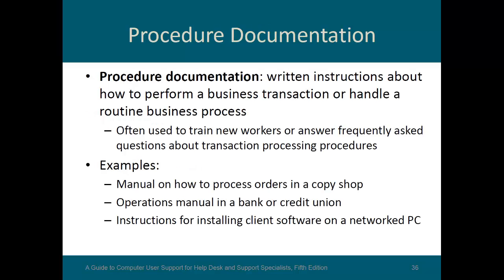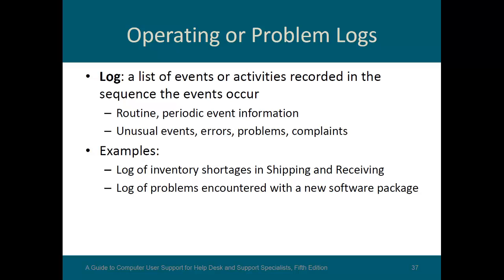Procedure documentation is written instructions about how to perform a business transaction or handle a routine business process. An example would be a manual on how to process orders in a copy shop. That's a procedure document. Another is an operations manual in a bank or credit union. So this basically shows what the company's procedures are to do a job in a company.